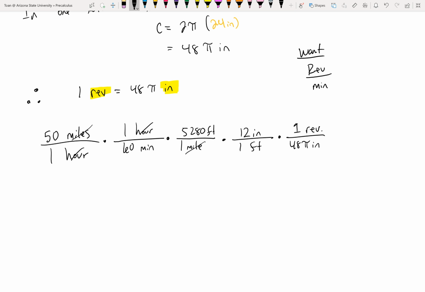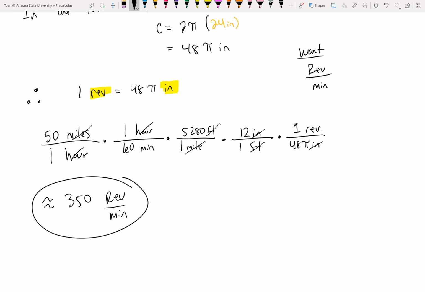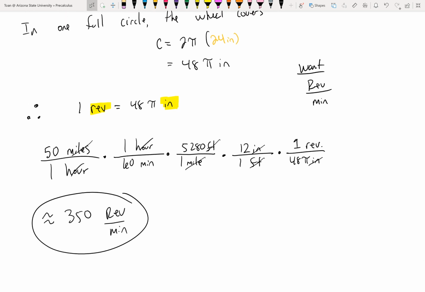So miles are taken care of, feet are taken care of, inches are taken care of. So all that's left is revolutions per minute, which is exactly what the problem wants. And then you just go ahead and do the math. Use your calculator. So you have 50 times 5280 times 12 all over 60 times 48 pi. So that is approximately 350 revolutions per minute. When you're going 50 miles an hour with 24-inch radius wheels, that wheel is spinning about 350 times per minute.